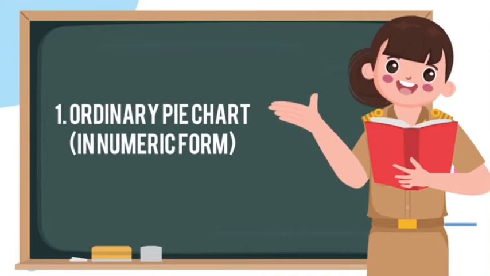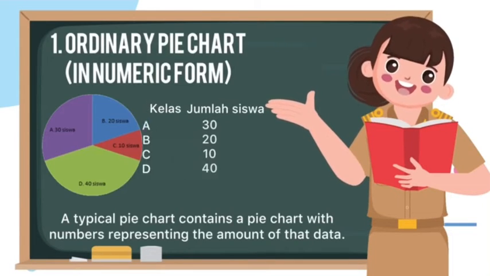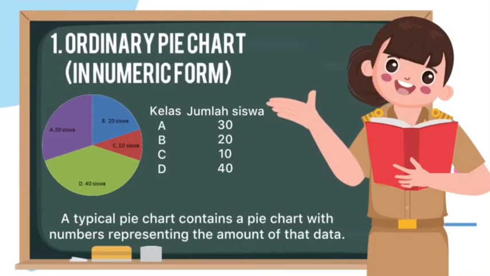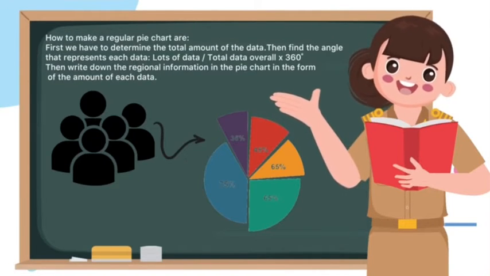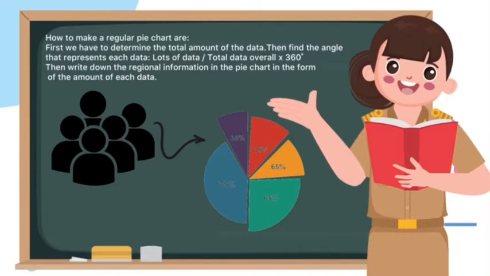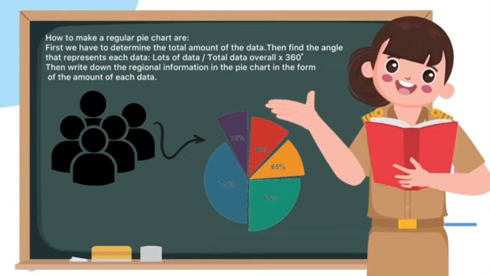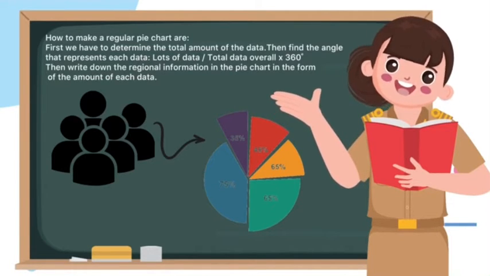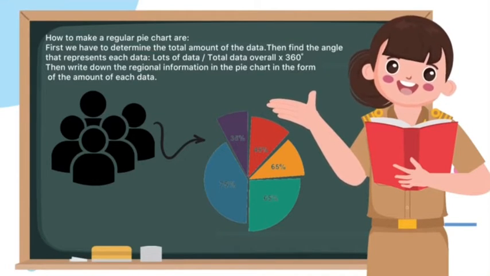Ordinary pie chart or in numeric form. A typical pie chart contains a number representing the amount of the data. The steps to make a regular pie chart are: first, we have to determine the total amount of the data. Then, find the angle that represents each data, by dividing the amount of data by the total data overall, then multiplying by 360. Then, write down the regional information in the pie chart in the form of the amount of each.